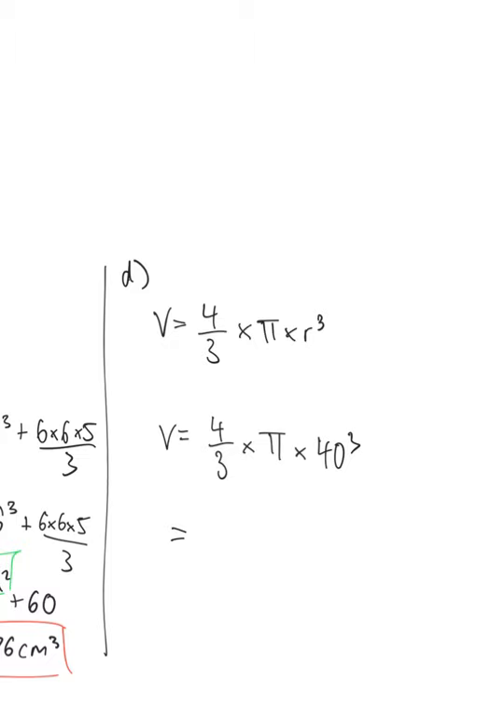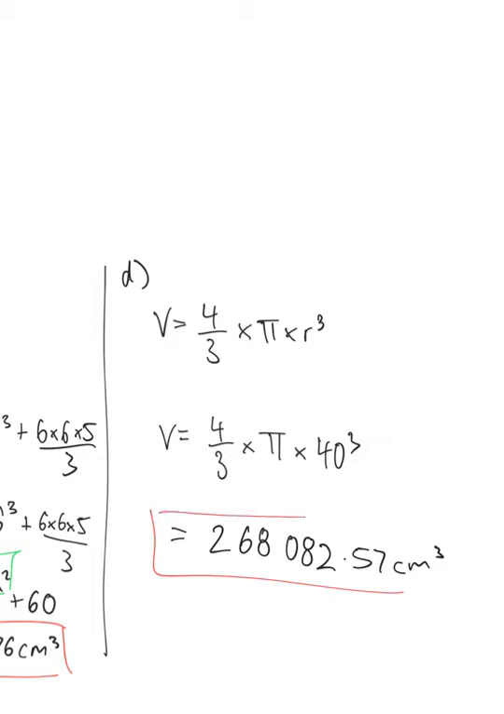40 equals, in centimetres, what have I got? 268,082.57 centimetres cubed. Cool.